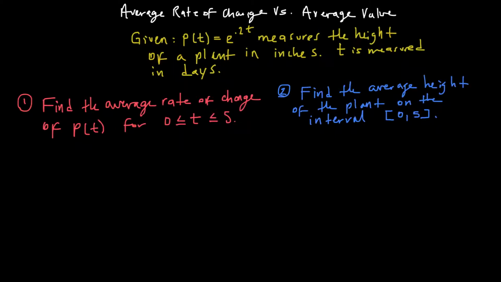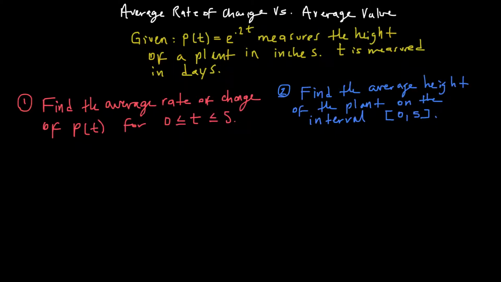So here's a function p of t, which equals e to the 0.2 t, and it measures the height of a plant in inches, and t is measured in days. Question, find the average rate of change of p of t for the time 0 to 5. And then the other question is, find the average height of the plant on the interval 0 to 5. So again, if you are not careful, it sounds like they're asking for the same thing. Definitely both of them use the word average, and that can be quite confusing.